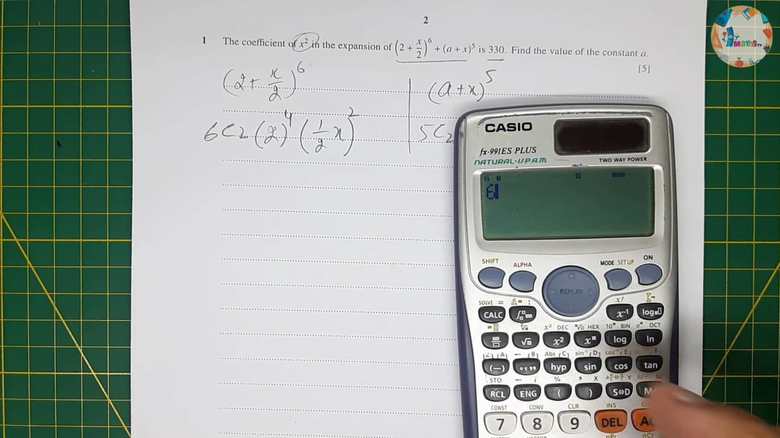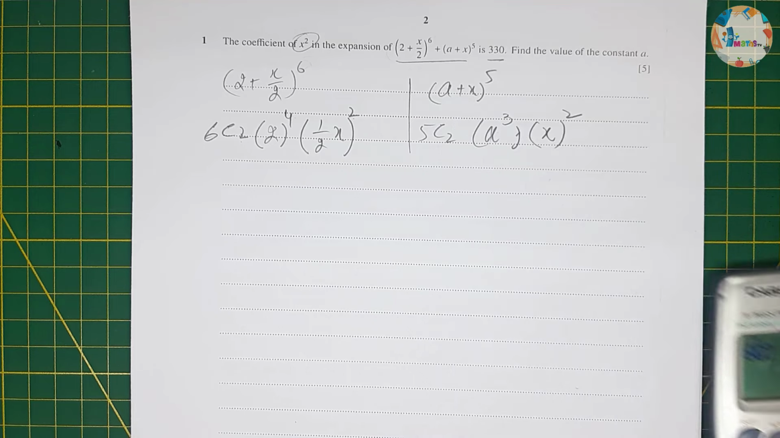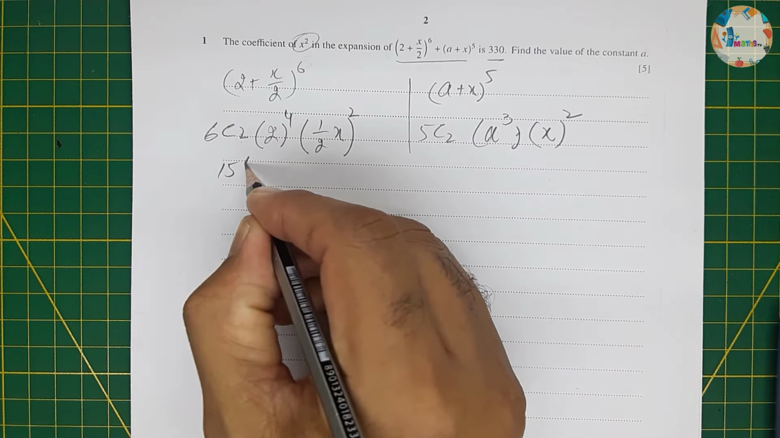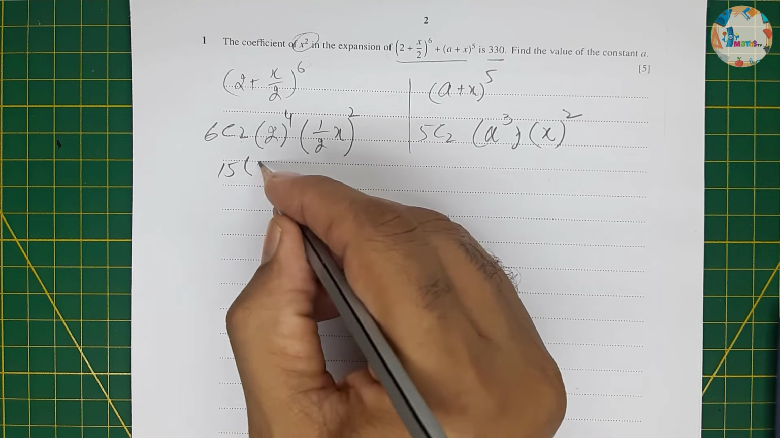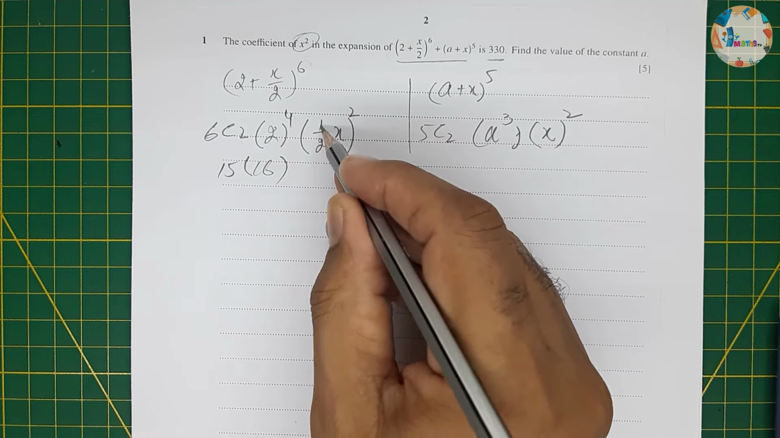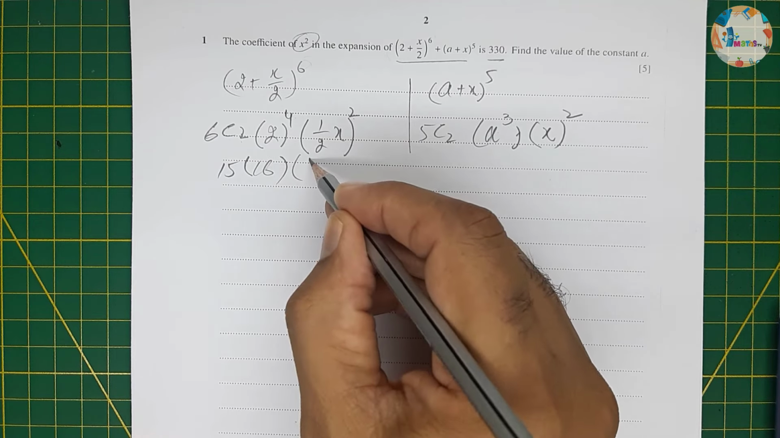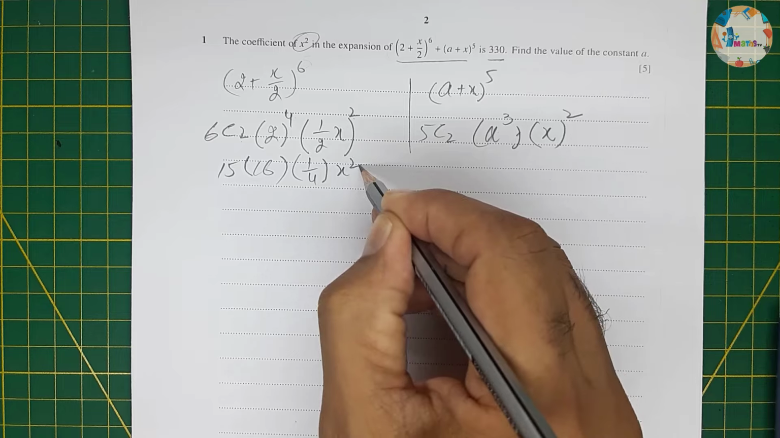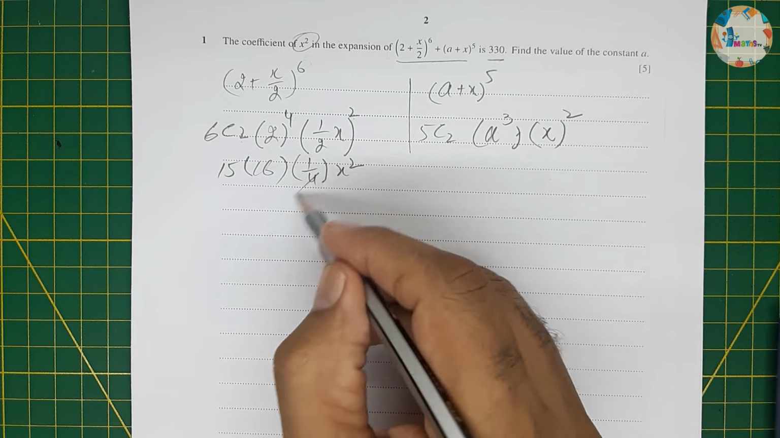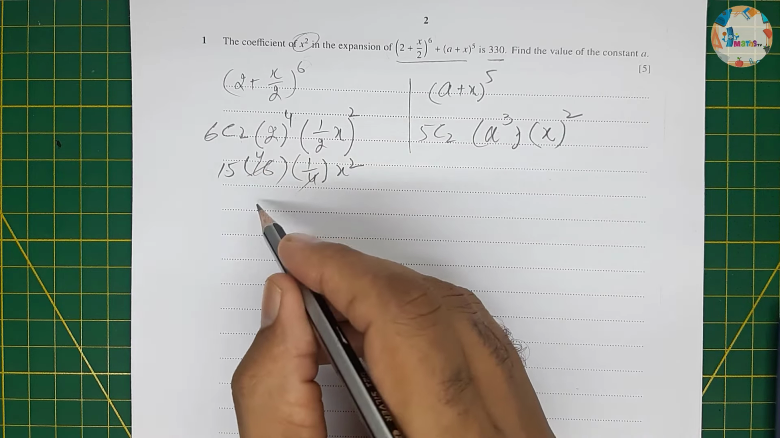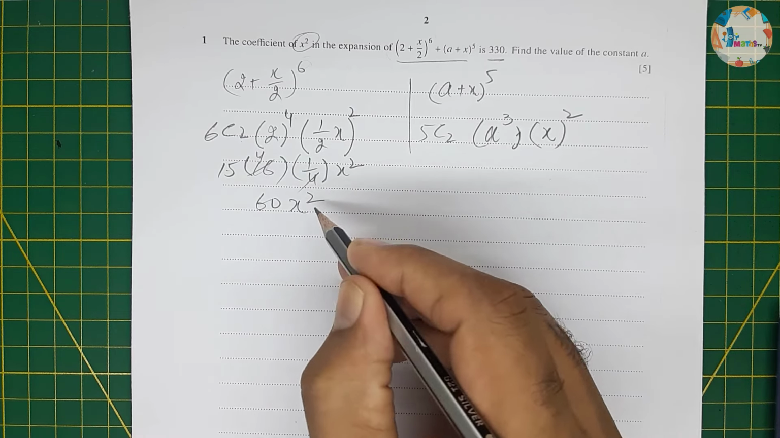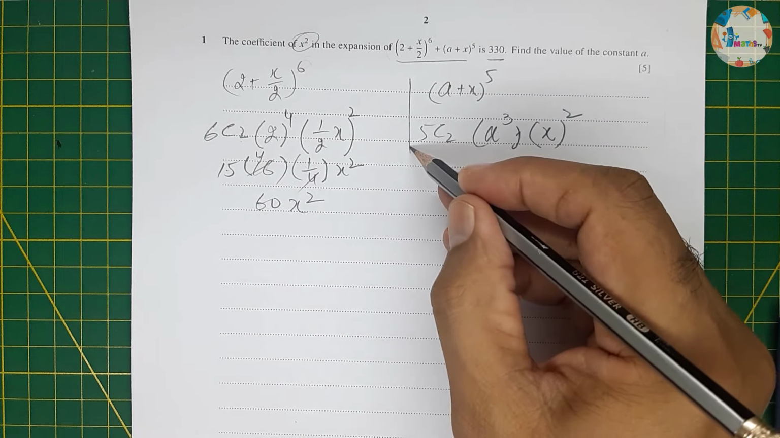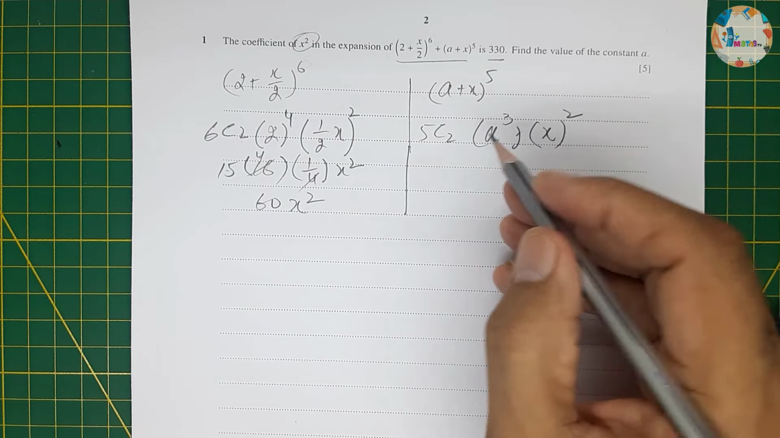6C2 will be 15. So 15 into 2 raised to the power 4. So 2 to the power 4 will be 16, and this will be 1 by 2 squared, so it will be 1 by 4 into x squared. Now we can simplify this. 4 16s are 64... 15 times 4 is 60. So 60x squared will be for this term, and we can solve this side also.